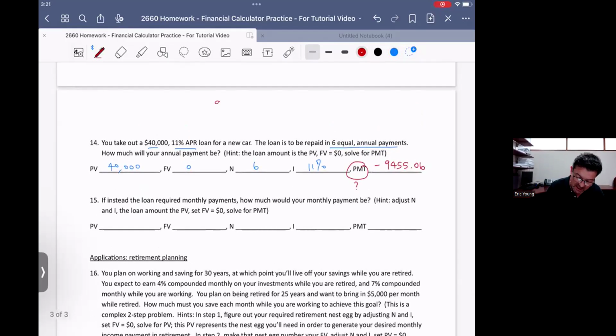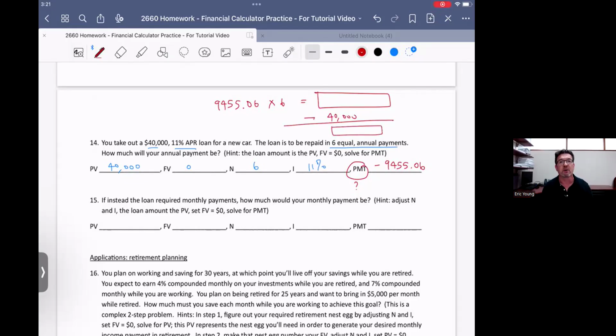Here's a little extra trick. If you were to take 9455.06 and multiply it times 6, that will tell you the total amount that you're paying the bank. If you then subtract the $40,000 of the loan, the resulting amount tells you how much interest you have to pay. And it's probably going to be a scary number. Okay.